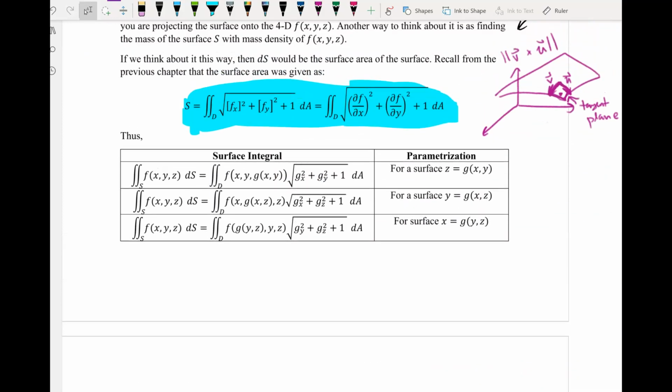Notice that here I switched it if it was oriented in a different direction. So these account for different orientations, but the formulas themselves are the same. I just changed the partial derivatives.